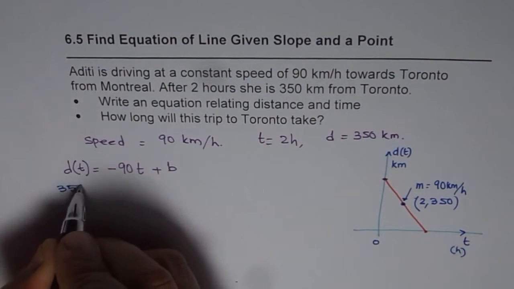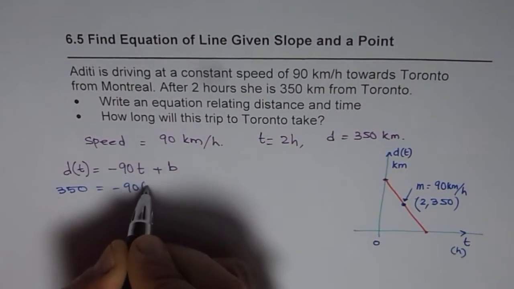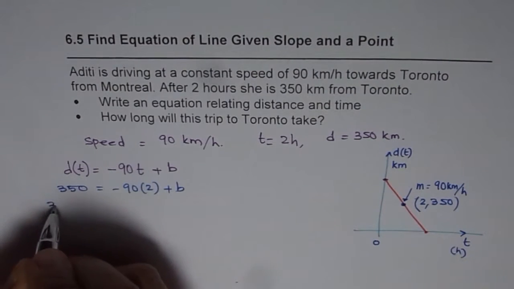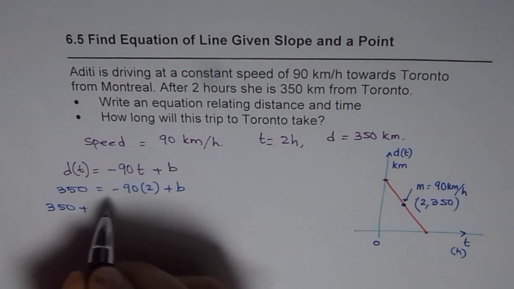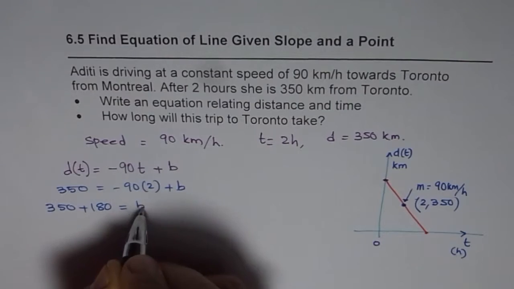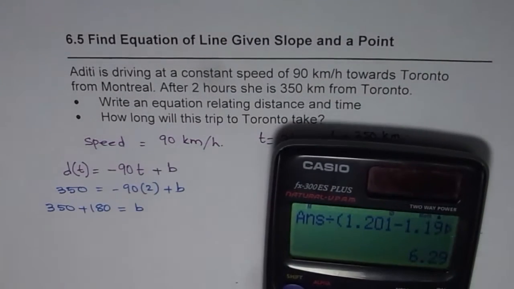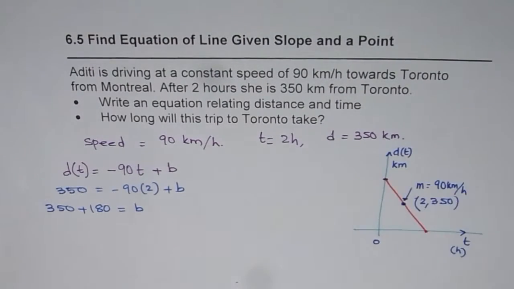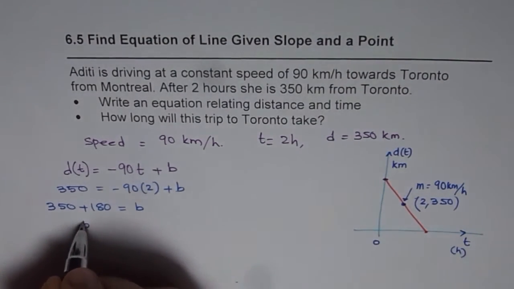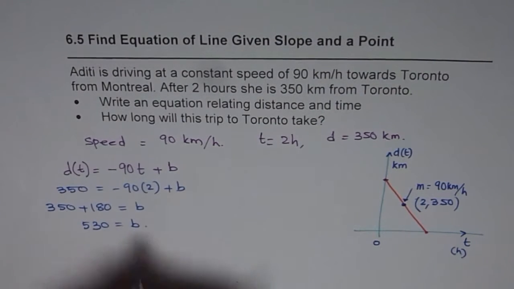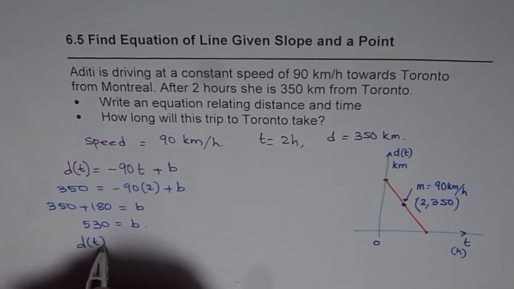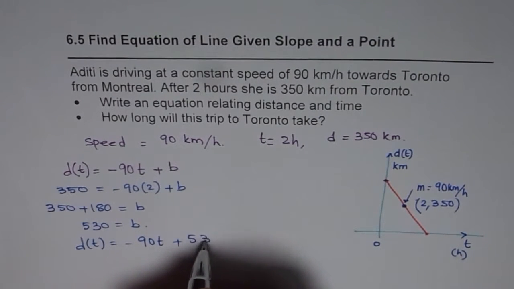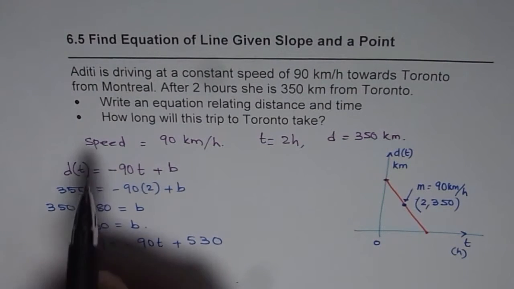So at 2 hours, distance is 350. So 350 equals minus 90 times 2 plus b, right? So we can take this to this side. So 350 plus 90 times 2, which is 180, equals b, right? So we can find the value of b, which is 350 plus 180, 530. So 530 is the value of b. So the function is d of t equals minus 90t plus 530. So that's the first part.